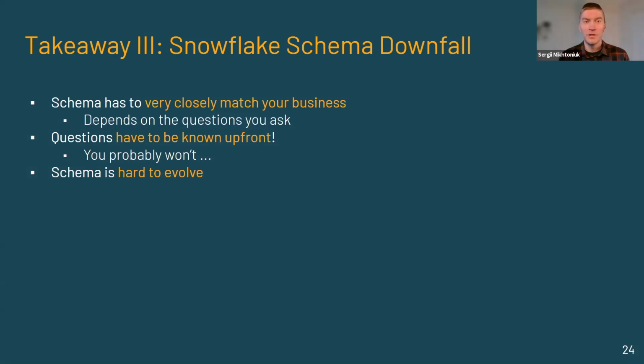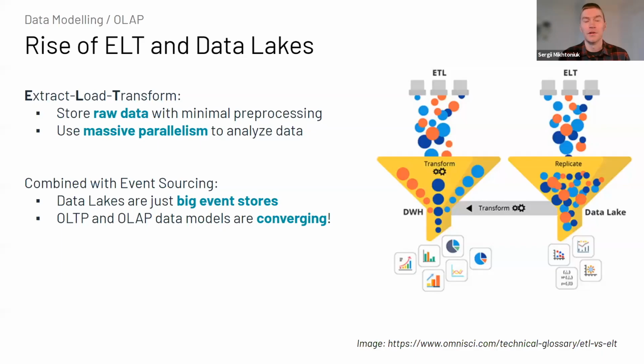And the Snowflake schema really has to match closely your business needs, because the way you design it, the way you architect it, depends on the questions that you're going to be using it to answer. So you kind of have to know all the questions and anticipate all the questions up front, which is pretty hard to do. And in reality, you probably will not. So this, in combination with Snowflake schema being really hard to evolve, kind of caused its downfall and the gradual transition and rise towards ELT and data lakes.